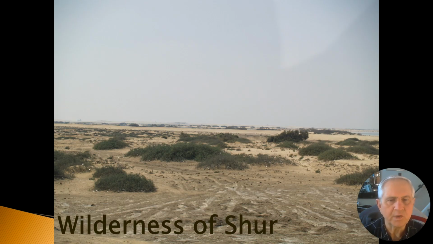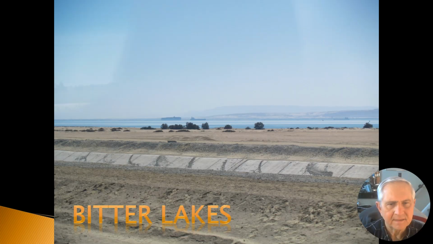Now here's a view when you cross the Reed Sea, what the wilderness of Shur, or the desert of Shur, looks like. Here's a view of the Bitter Lakes in the background, a huge lake, and there are some huge ships on it. These are the Bitter Lakes because it's seawater, salt water.